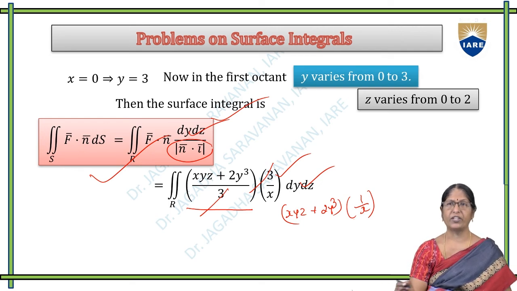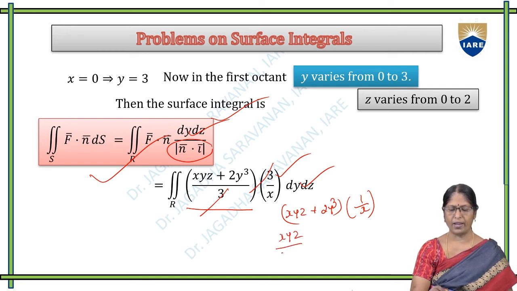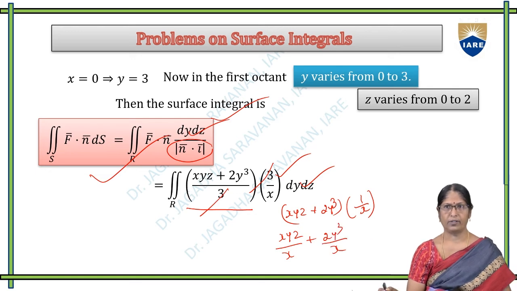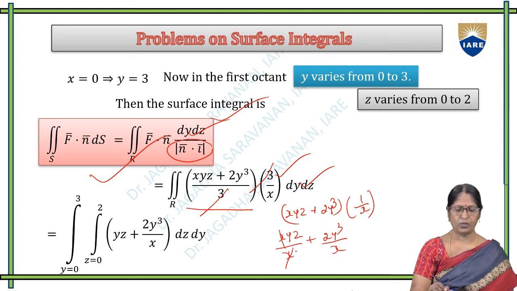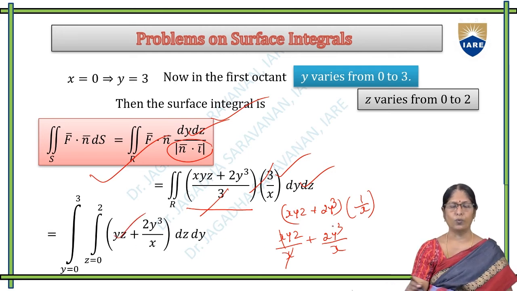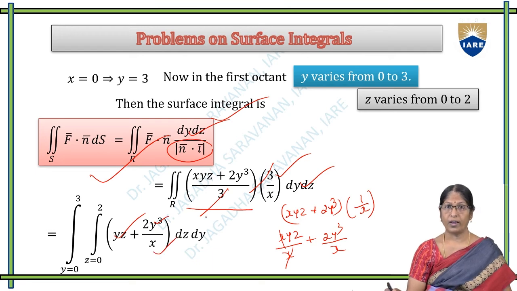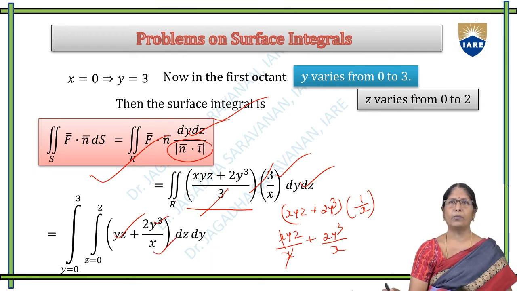This 1 by x we will take inside. So taking it inside, xyz by x plus 2y cube divided by x, here it cancelled. So the first term we have got is y, whereas the second one is 2y cube by x. We can see it now. So what we discussed, which is kept here, is the region double integral, which is used to calculate the area of the surface.